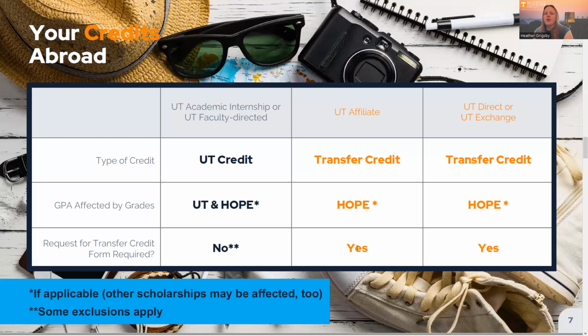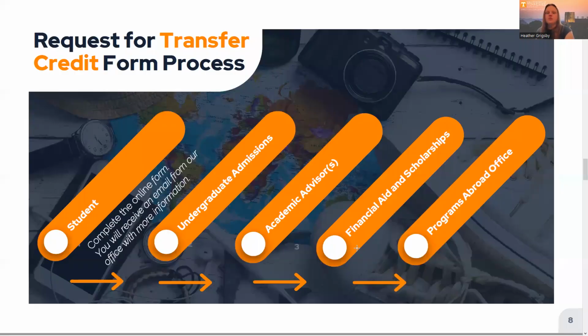So, request for transfer credit. You will have a request for transfer credit form in your Vols Abroad checklist that you will have to do. So we will transition to talk about that. That request for transfer credit process is outlined here on this slide. It will start with you, the student, completing an online request for transfer credit form. You will find this form in your Vols Abroad portal.